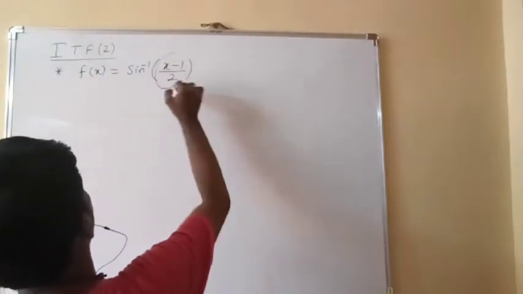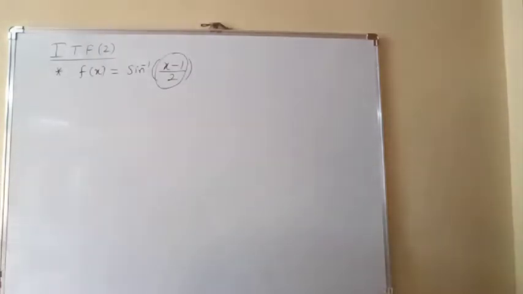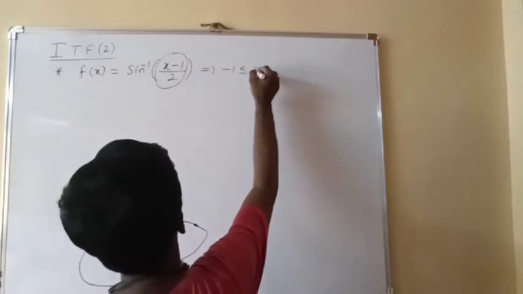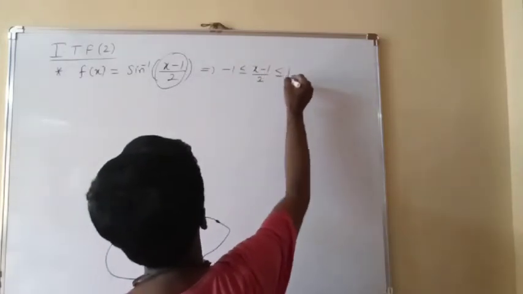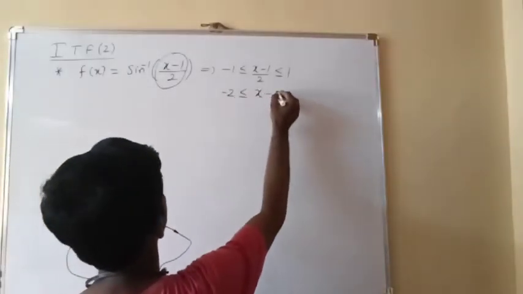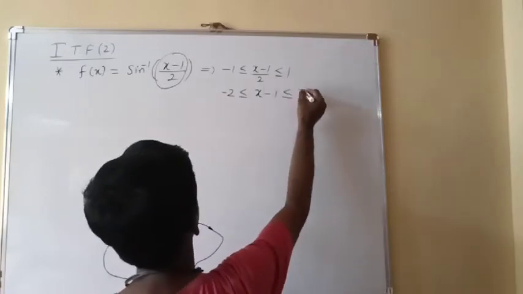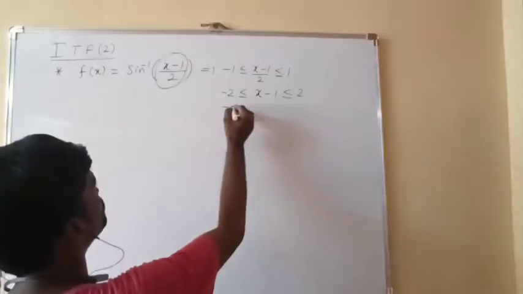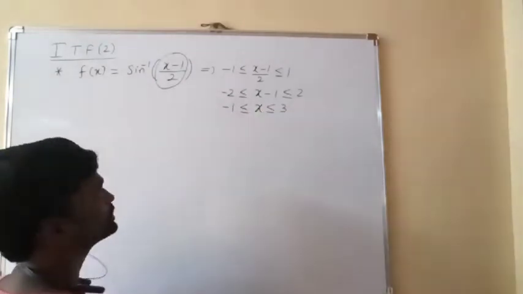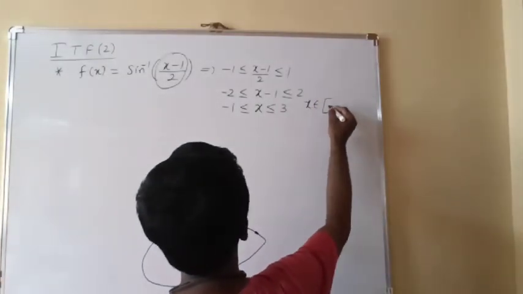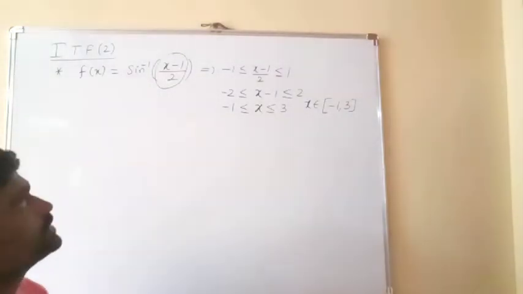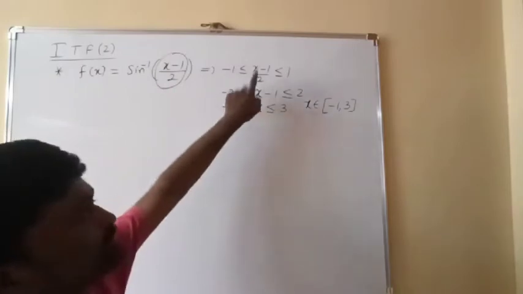The function is defined only when this argument lies between minus 1 and plus 1. So this implies minus 1 less than or equal to x minus 1 by 2 less than or equal to 1. So cross multiply; 2 is anyway positive, so the inequality remains the same: minus 2 less than or equal to x minus 1 less than or equal to 2. Adding 1, minus 2 plus 1 is minus 1, less than or equal to x, less than or equal to 2 plus 1, which is 3. So that means x belongs to the closed interval minus 1 comma 3. So this is the domain of the function. See, sine inverse of something is defined when something lies between minus 1 and 1.